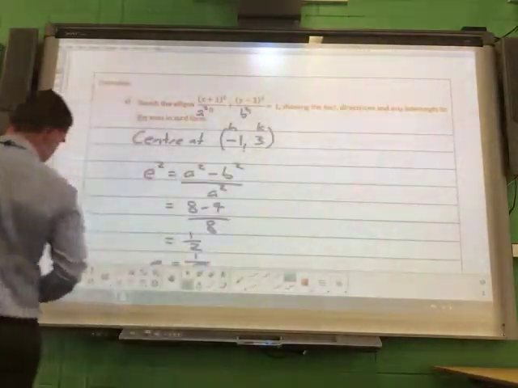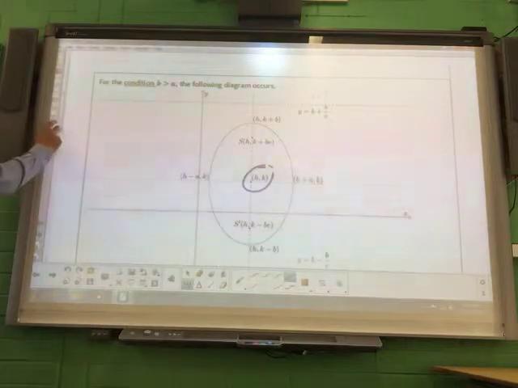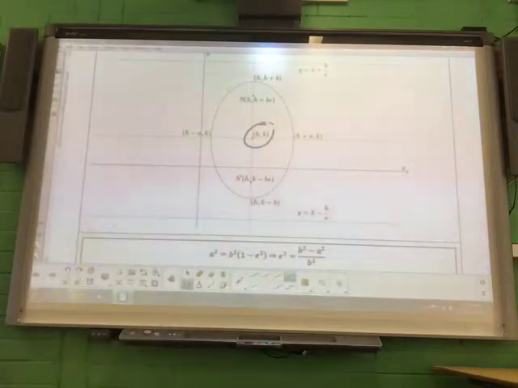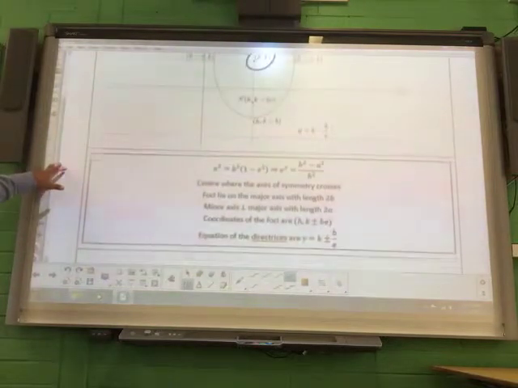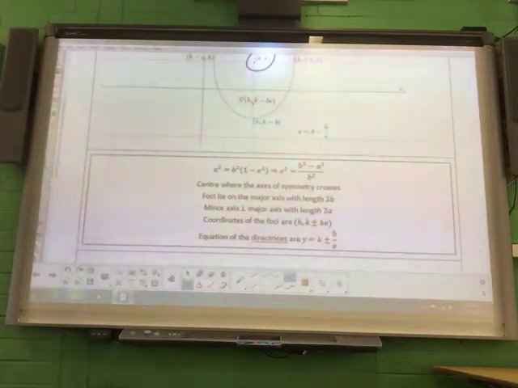Before we do that, we've got to be mindful that it's going to be in that orientation, because b is greater than a. So the foci are going to be at (h, k plus or minus be), and the directrices are going to be y equals k plus or minus b over e. Similar to what's been happening before, we've just got to swap in some of our values.